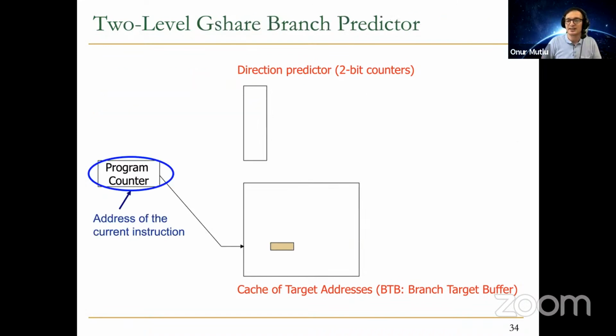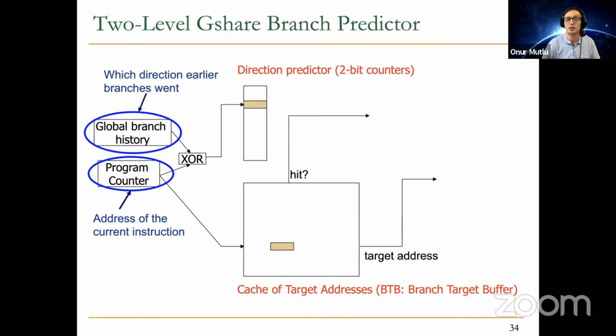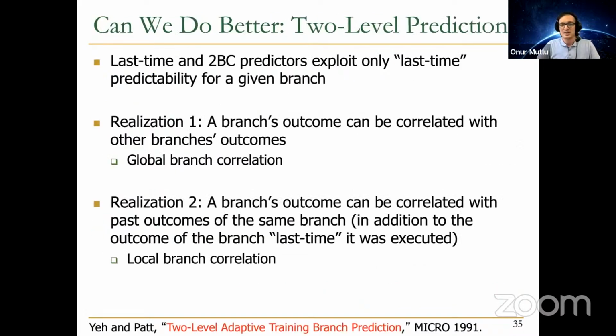G-share predictor uses both pieces of information, the global branch history register and the program counter, to decide a prediction direction, as you can see. Okay. So I think this is a good time to take a break.